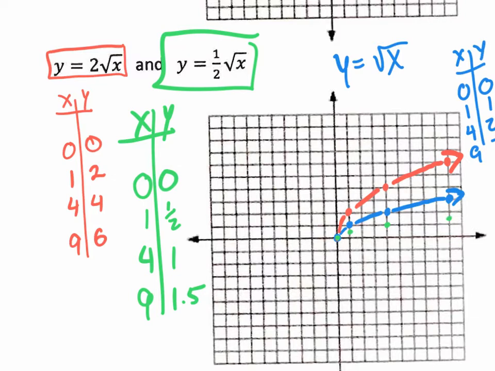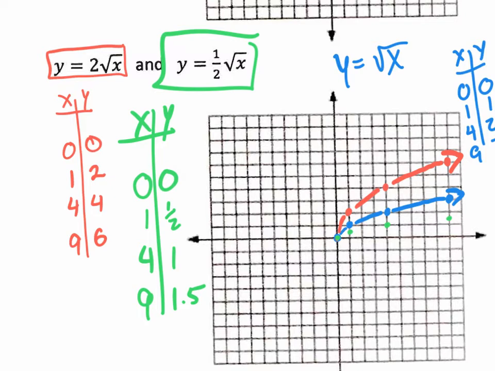So kind of like parabolas. You guys remember parabolas? If the a value was greater than 1, it got vertically stretched. If the a value was less than 1, a fraction less than 1, it got vertically compressed. It got wider. So it's the same deal with any function. The a value tells you if it opens up or down. It tells you if it gets vertically stretched or compressed.